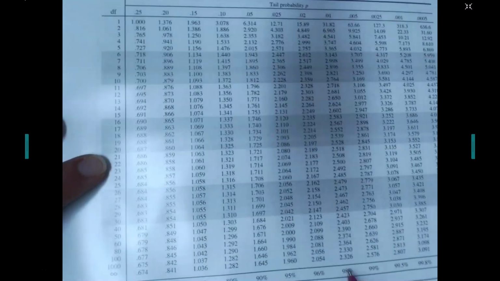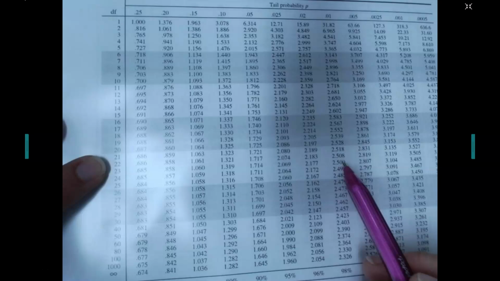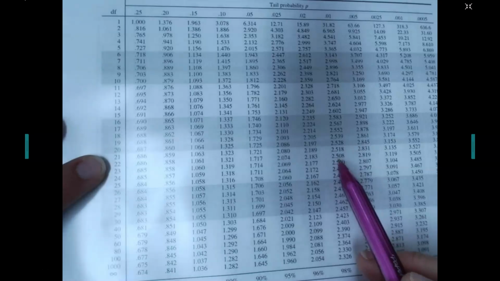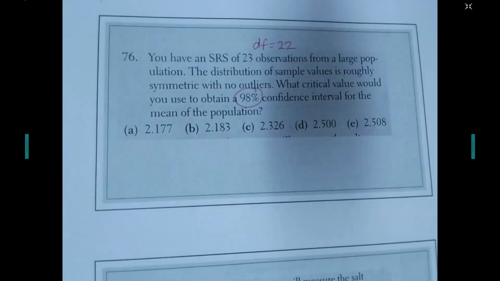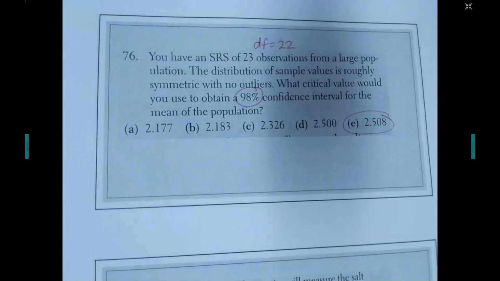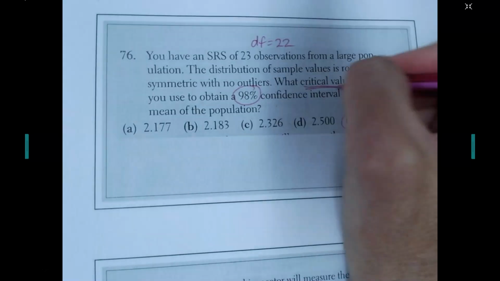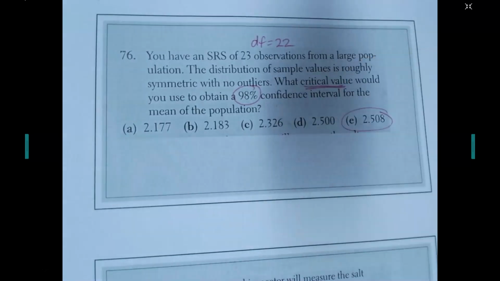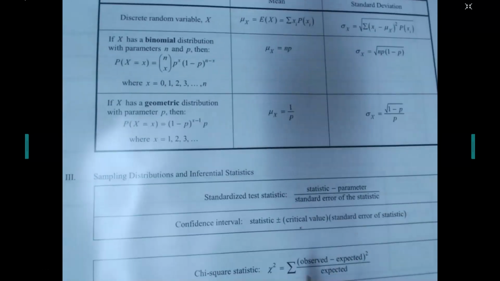So 22 and 98%. And so that's going to give me 2.508 as the t-value that you would use there, the critical value. Remember, whenever they talk about the critical value, it is the number of standard deviations away from the mean. So that's either z or t. You see that wording on your formula sheet when they give you the confidence interval in words.